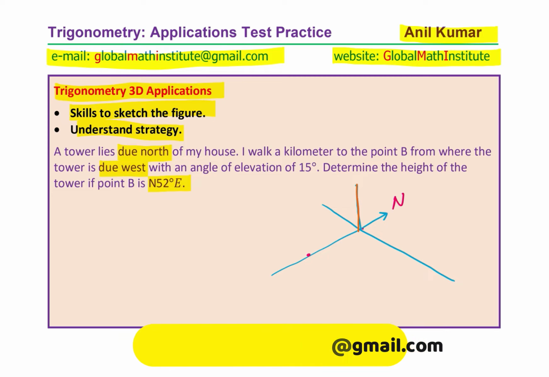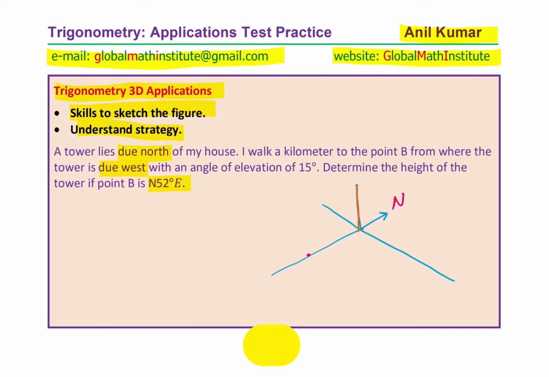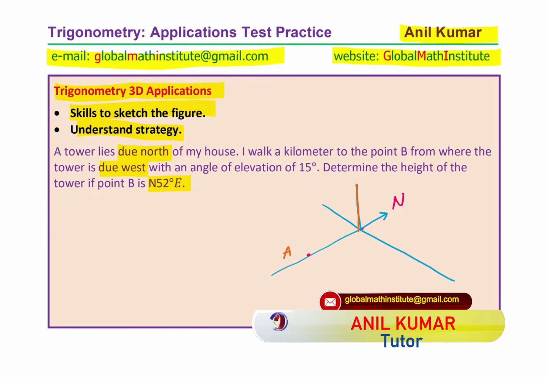So once again, we are saying that I am on a side which is facing north towards the tower. So let this be A. I walk a kilometer to a point B from where it is due west. So due west means in this direction, right? So this is due west. So somewhere on this line, correct?